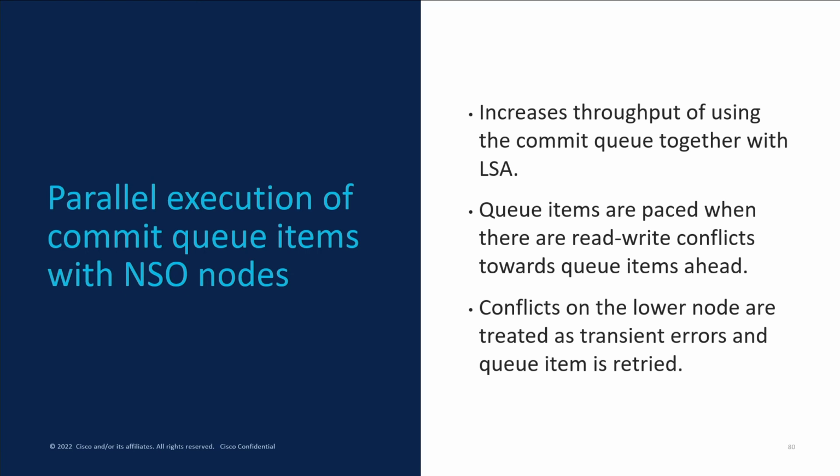We also have parallel execution of commit queue items with NSO nodes. This is a key feature to give throughput in a clustered environment. The collected read set will be used to detect read-write conflicts on queue items ahead of it. And if there are no conflicts, these queue items can be run concurrently. And if there are conflicts, we can just pace them as we have done previously.